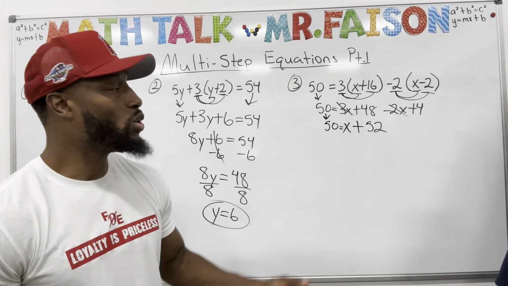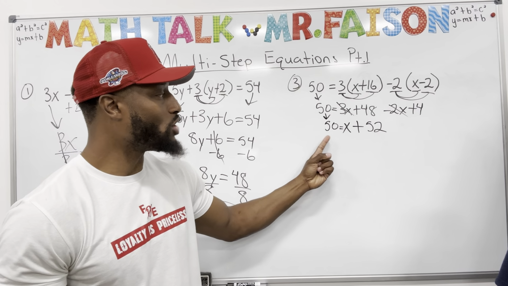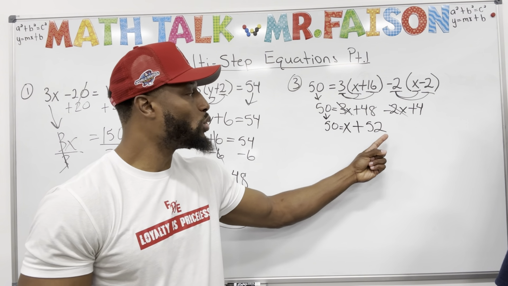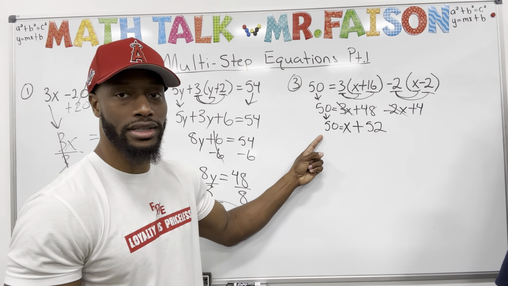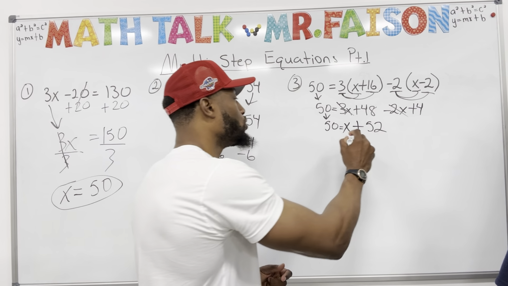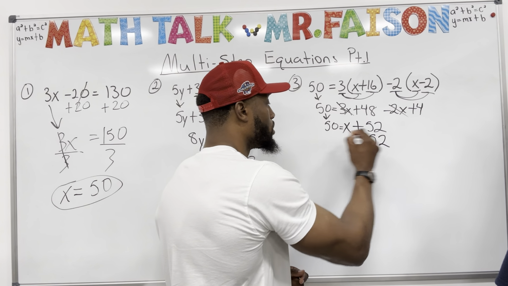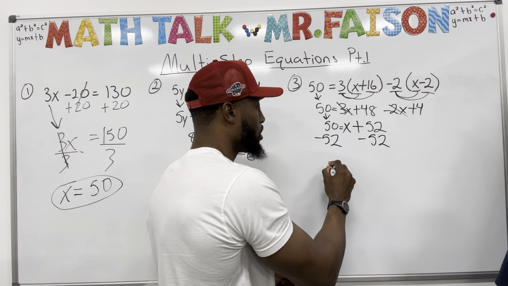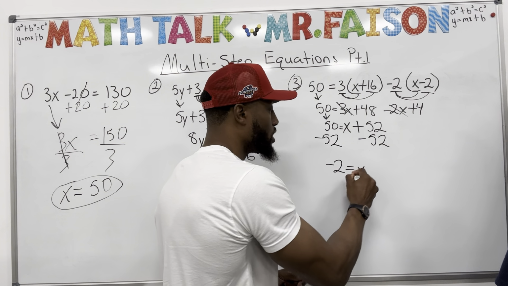Once again, I want to get the x by itself. So I don't want to bring the 50 over here. I want to take the 52 and bring it away from the x. So it's saying plus 52. Remember, I have to do the opposite to move it over. 50 minus 52. Now I'm going to have negative 2 is equal to x.